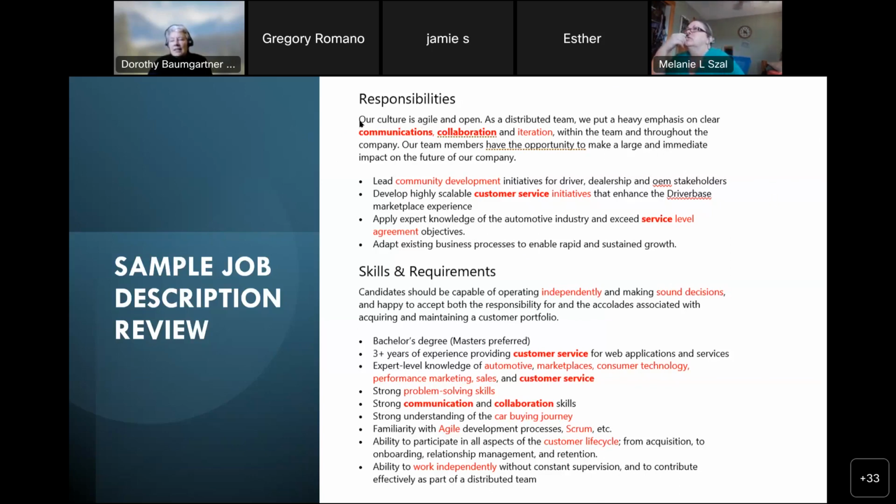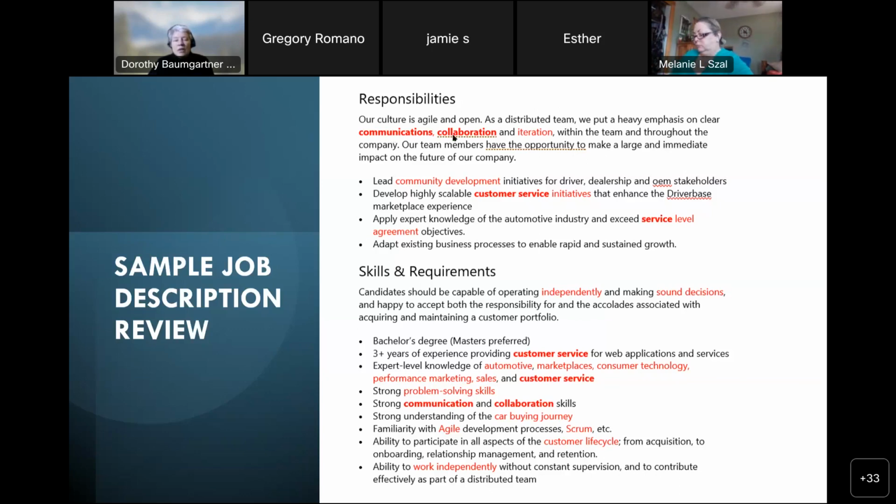If you look at this, this is an introduction. Our culture is agile and open. It's a distributed team. We put a heavy emphasis on clear communication, collaboration, and iteration. So distributed, they're spread apart. They may be remote, I don't know. But what they're looking for is strong communication. You want evidence of strong communication, so you want to make sure that your resume is really well written.